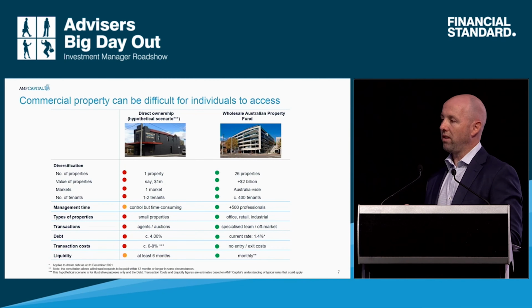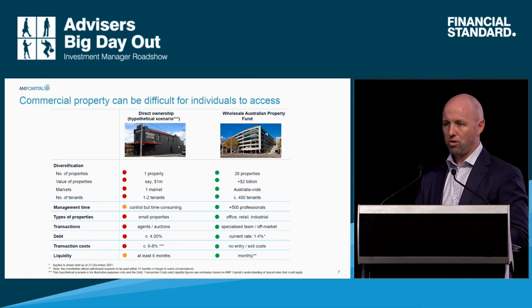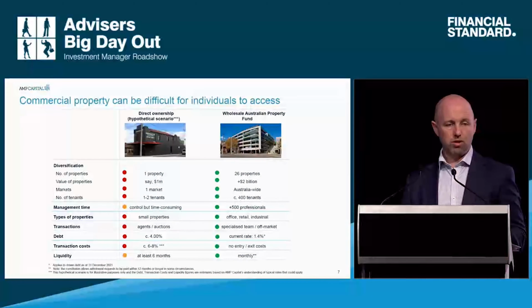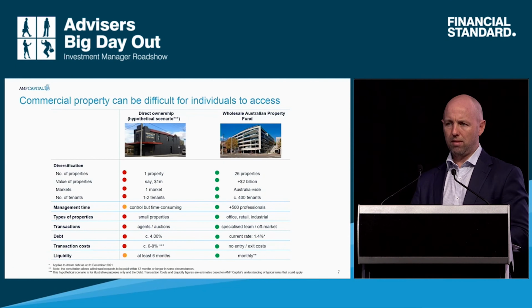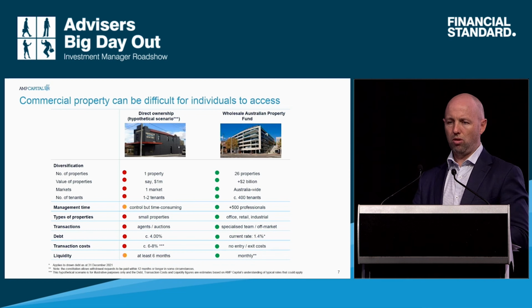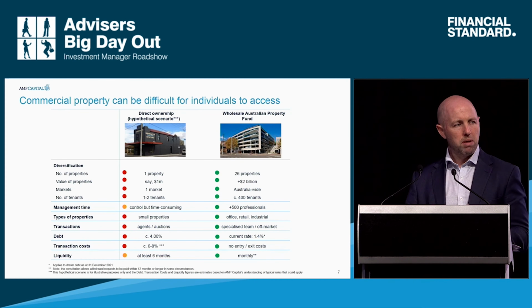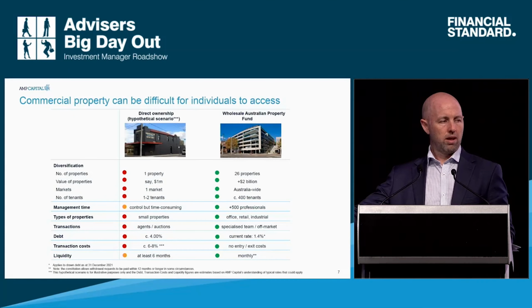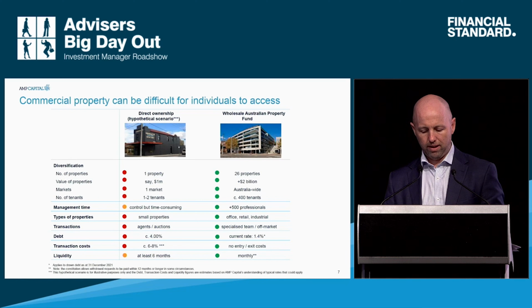But the problem is it's very difficult to do. It's very difficult to access commercial real estate. First of all, there's the issue that it is chunky. You know, the typical SMSF balance might be $1 million, but you'd have to put all of it into a very, very small commercial property to get a direct exposure on your own. You know, $1 million really might buy one strata unit or a shop in a small strata unit complex.